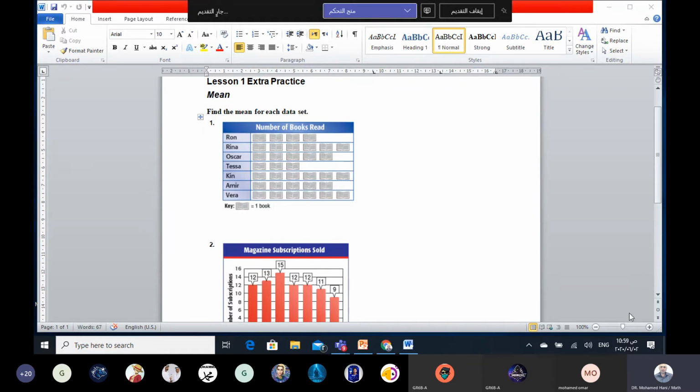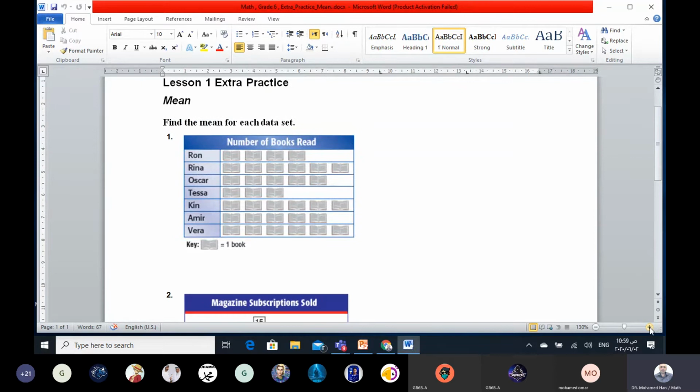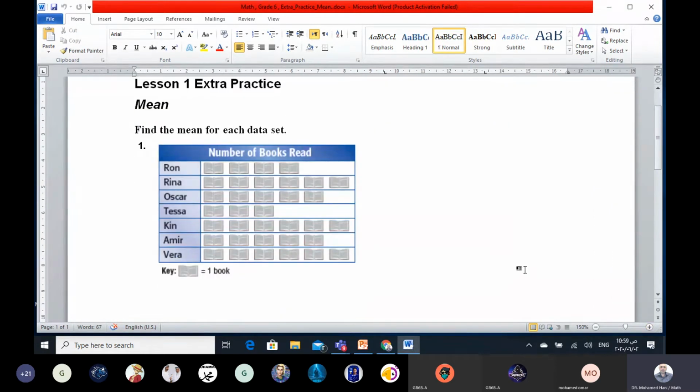We have a table here. Inside the table, we have the data: the number of books read. Ron read some books here, Rina, Oscar, Tisa, Kane, Amir, Vera. This is the number of books, okay? And we want to find the mean. Yalla, start to solve and tell me what is the answer.